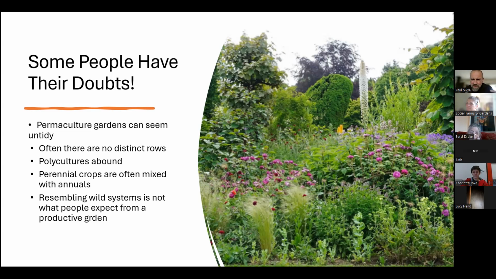So permaculture gardens often resemble wild systems. It's not what people expect from a productive garden, and often people have to look at it differently to see that it is a super productive system if it's designed well and if there's a well aimed human intervention in the system to keep it productive for our needs, of course. Yeah, these are some ways in which permaculture can be implemented, not the only ways.